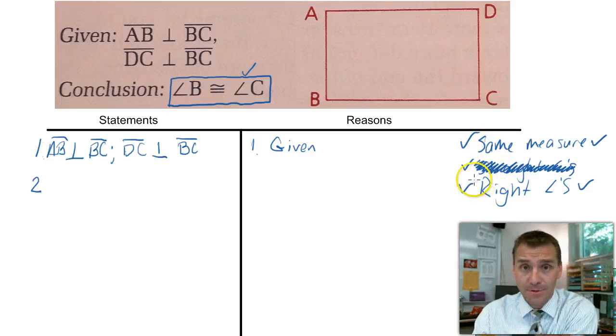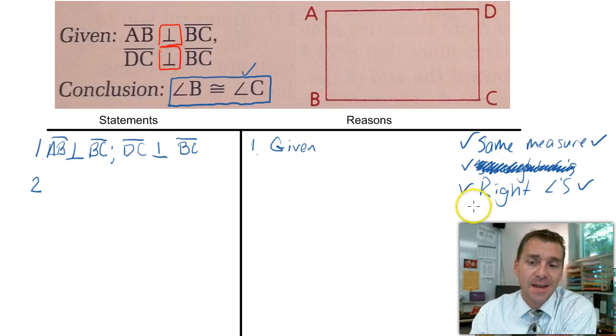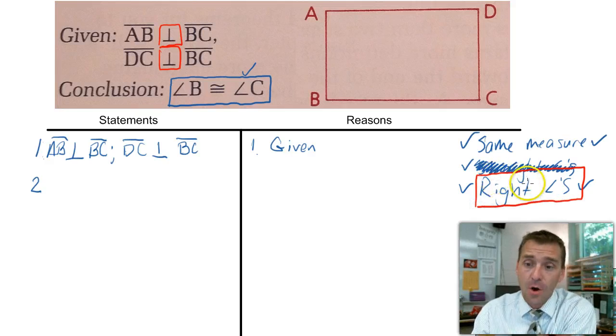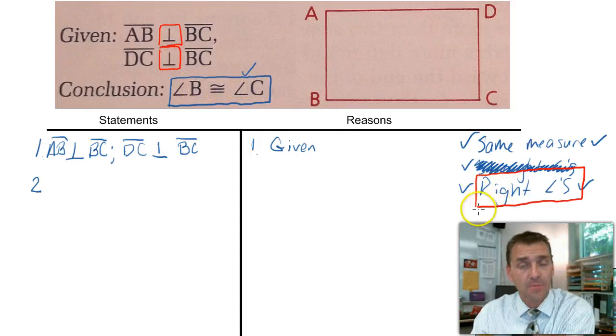My idea would be absolutely, and here's what you should be saying. I see this perpendicularity symbol. According to my definition, that hints to me something about right angles. And by the way, that's a very good hint. And that's exactly what we're going to do. Why don't we show that angle B and angle C are right angles, and then once we show that they're right angles, then we can show that they're congruent. So let's do it properly.